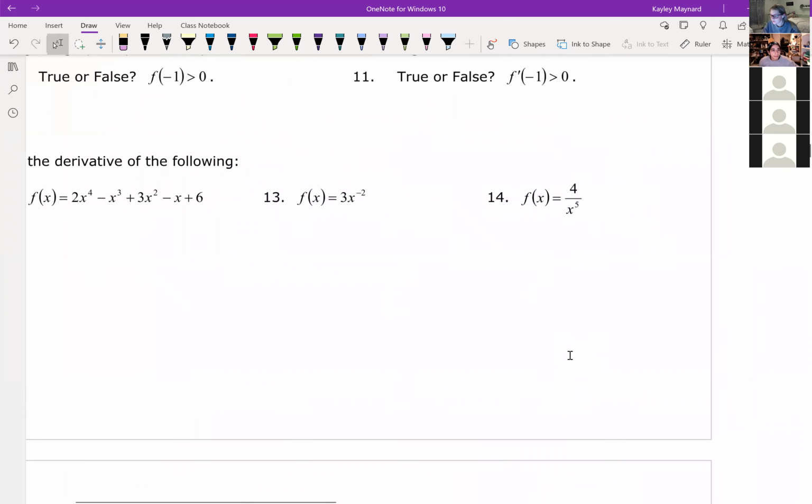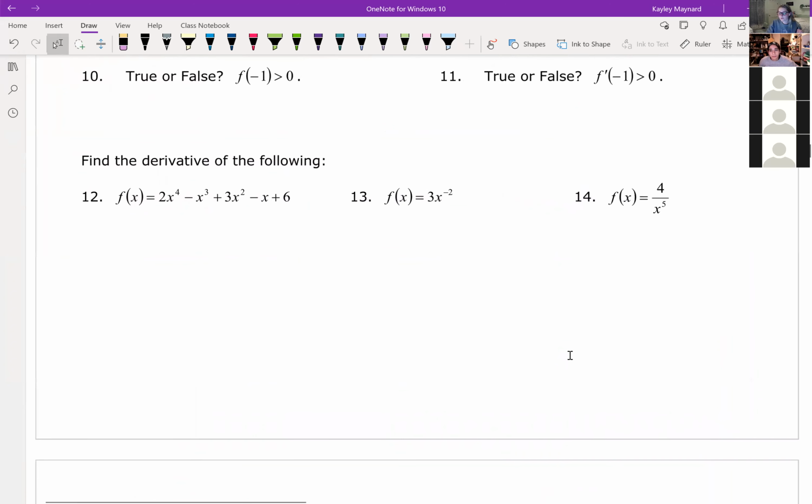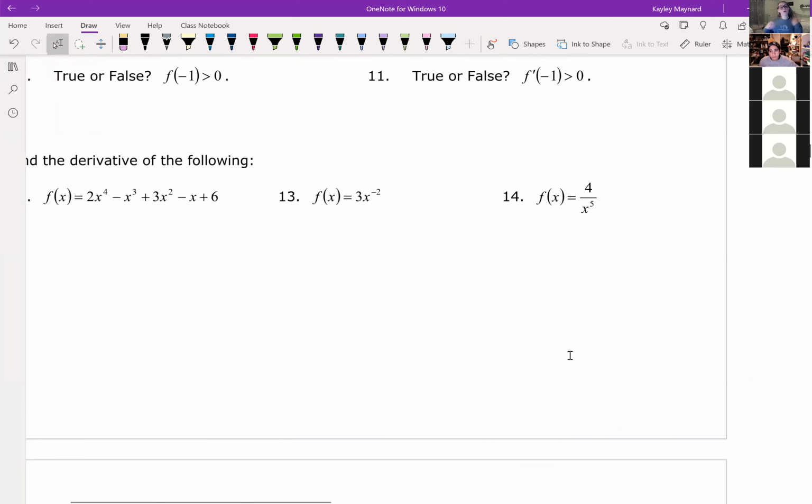These questions are just find the derivative of the following. So 14 is f of x equals 4 over x to the 5th. This question might throw some people off because it might look like a quotient rule since you have a fraction. You could totally go through the process of doing a quotient rule, but I probably wouldn't recommend it. I would just write this as 4 times x to the negative 5th power. That would be my suggestion.